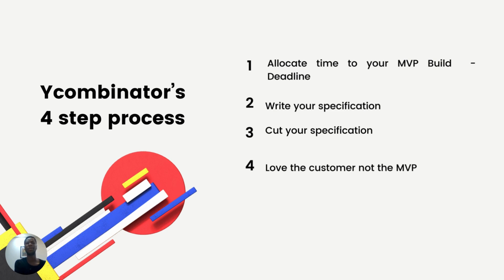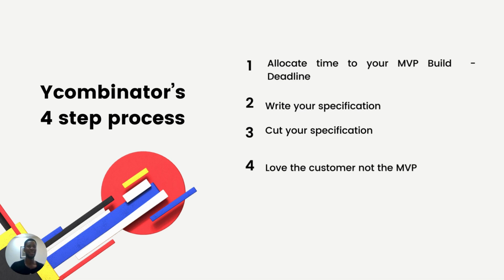Number two, you want to write down all the features and the specification you believe that your MVP is going to have, right? And you want to put everything down in a sheet, or you could have it in a table format, right? So you want to write down all your specification.